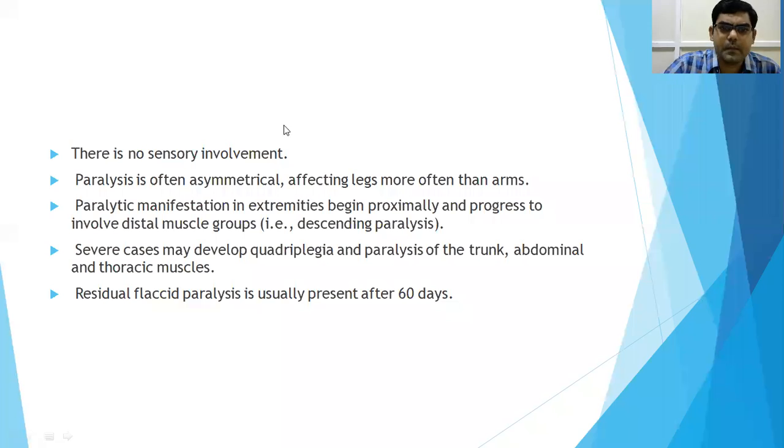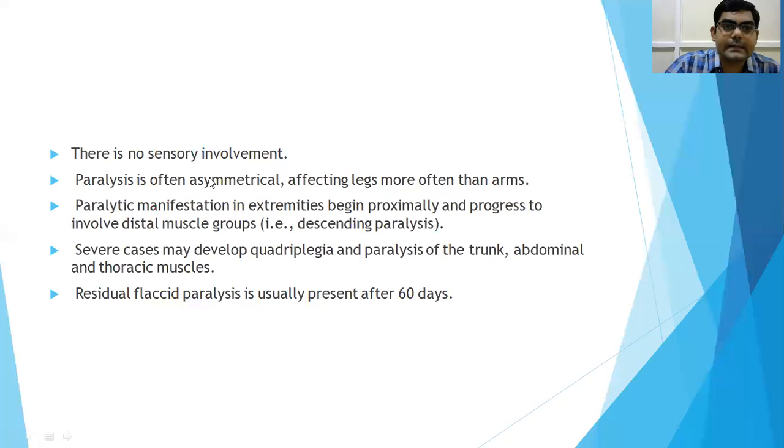This is the most important slide of this lecture. There is no sensory involvement. This will help in distinguishing it from Guillain-Barré syndrome. Guillain-Barré syndrome is an old term, named after the scientists. Now most examiners prefer to call GBS AIDP, acute inflammatory demyelinating polyradiculopathy.